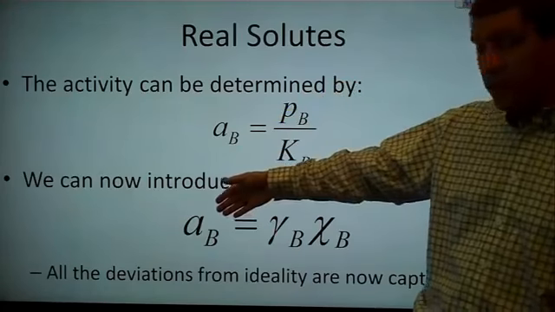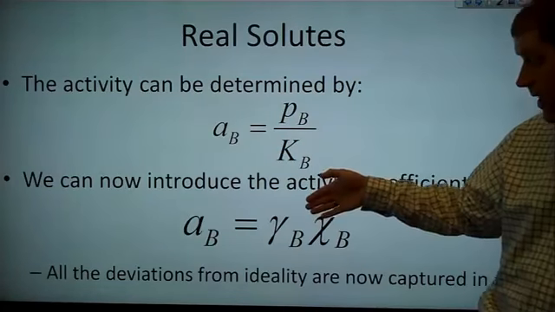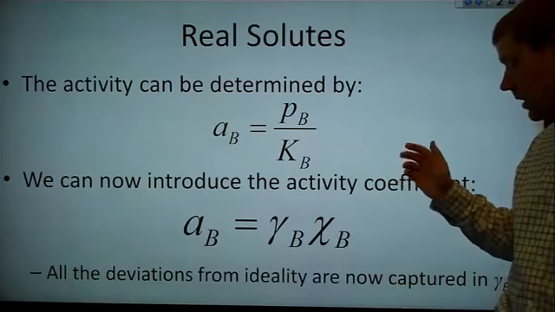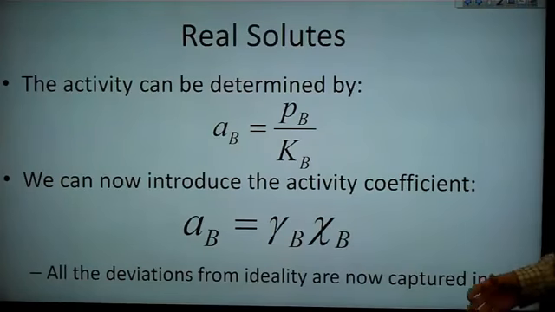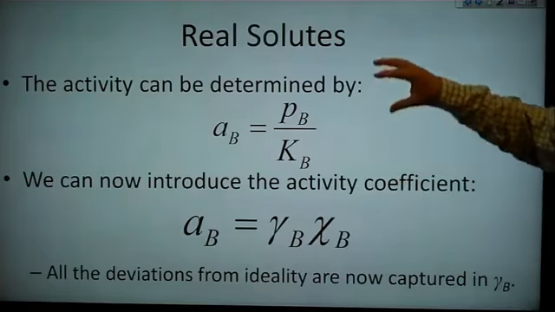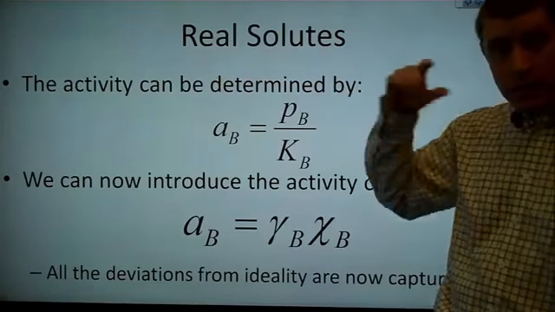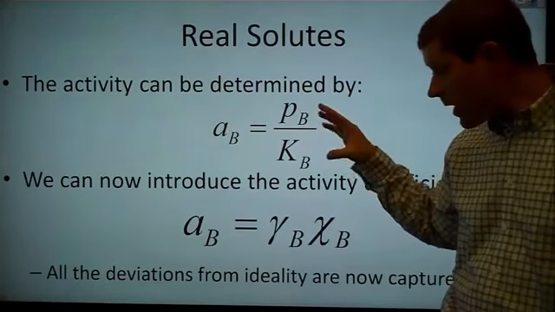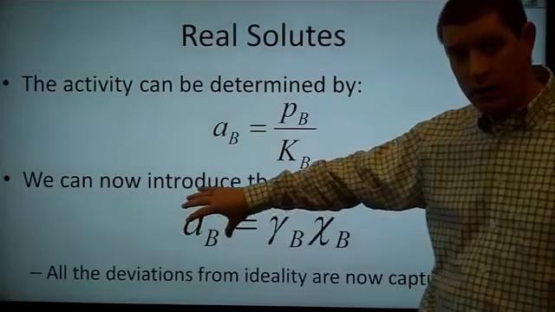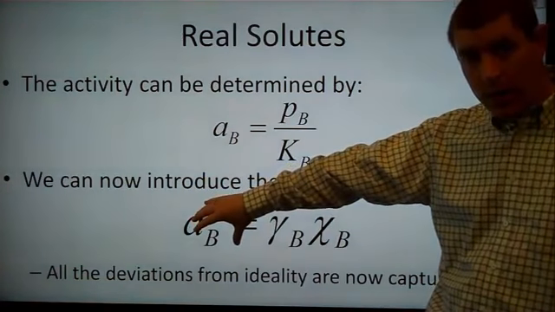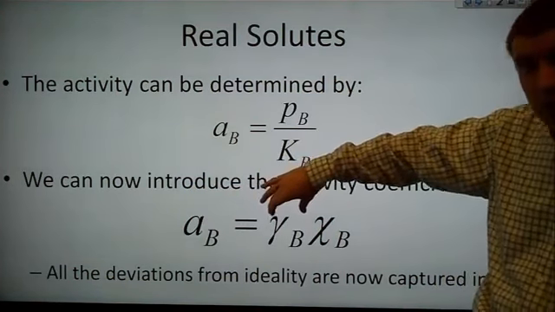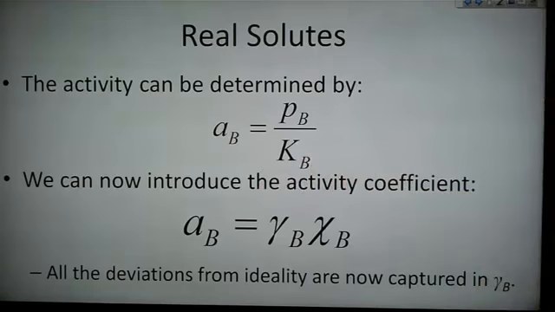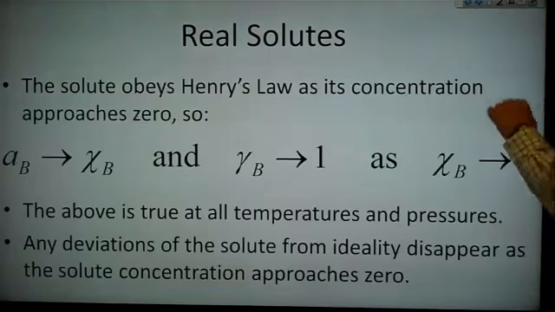So the activity of B is equal to the activity coefficient gamma B times our mole fraction of B, chi B. And now, remember before, all of our deviations from ideality were wrapped up into our activity a. Well, now we have them all wrapped up into our activity coefficient, gamma. Right? So they're now all wrapped up in there.